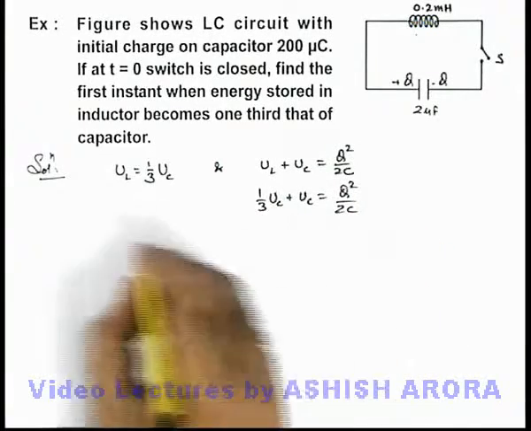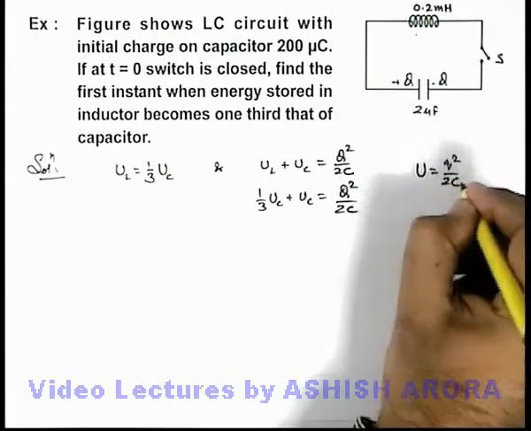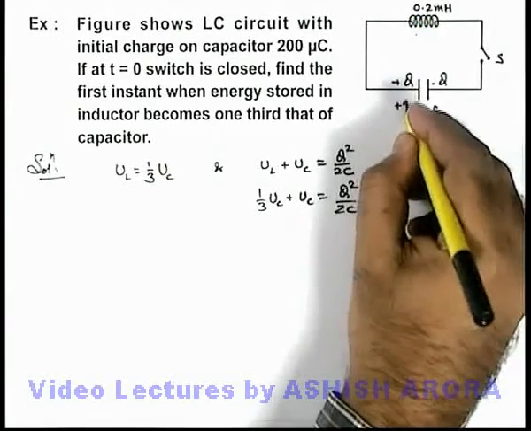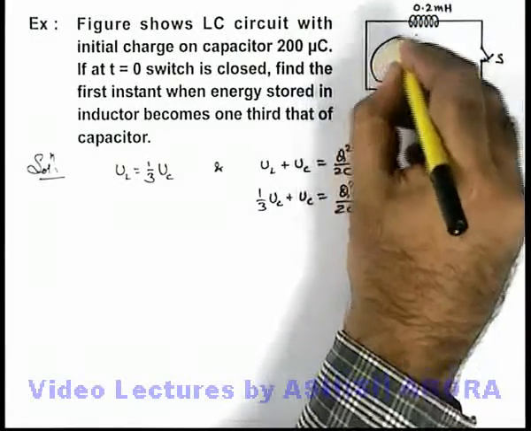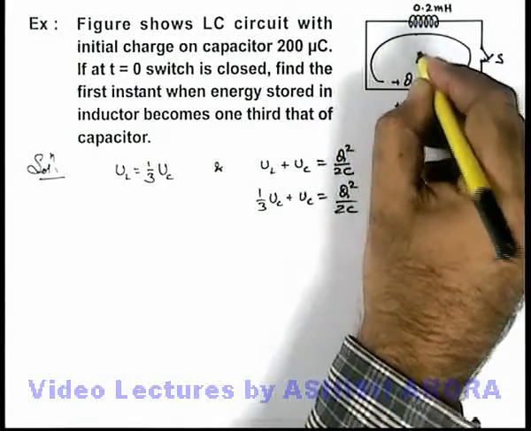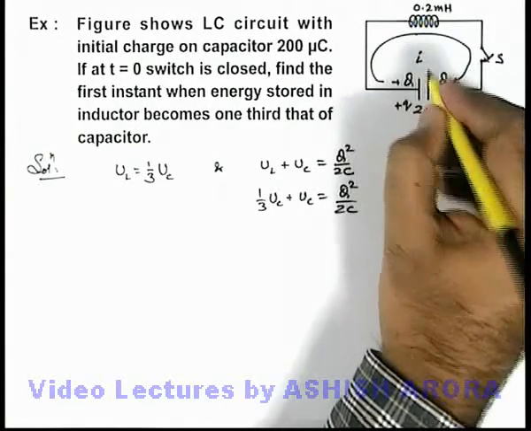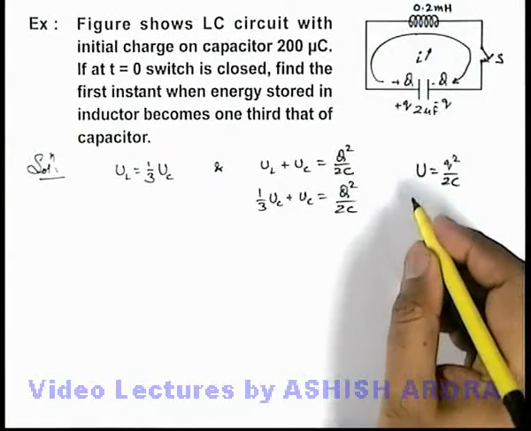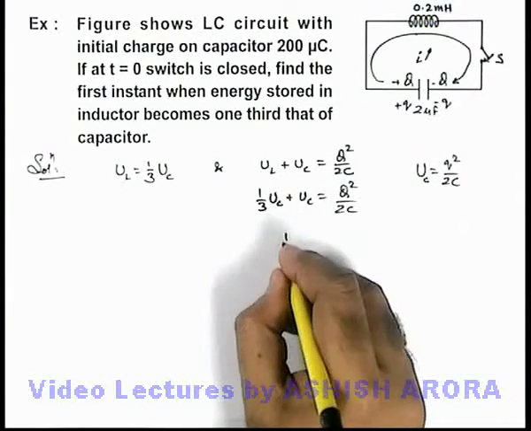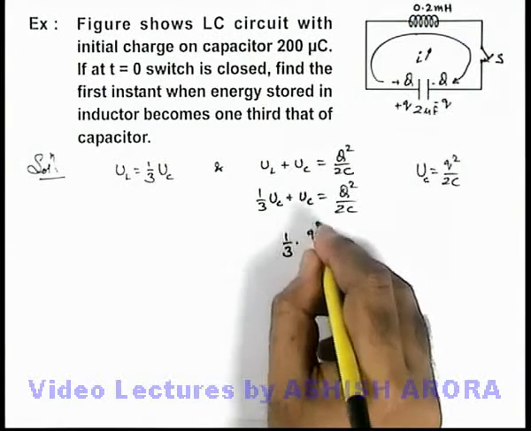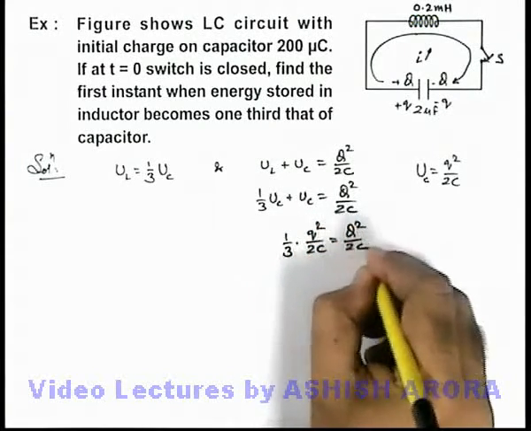We can write the energy stored in the capacitor at any instant as Q square by 2C, where Q is the instantaneous charge on the plates of the capacitor. Because when the switch is closed, it will start discharging, as we have studied in the concept of LC oscillations, that as charge decreases, the value of current increases. So if we substitute the value of energy in the capacitor here, it will be 1/3 of Q square by 2C plus Q square by 2C is equal to Q0 square by 2C.